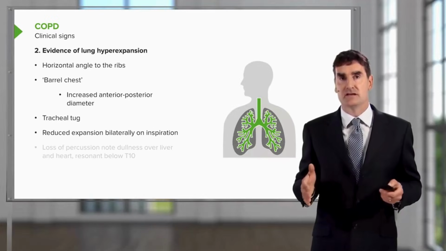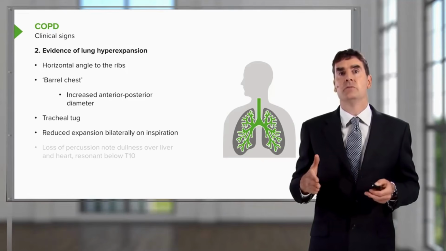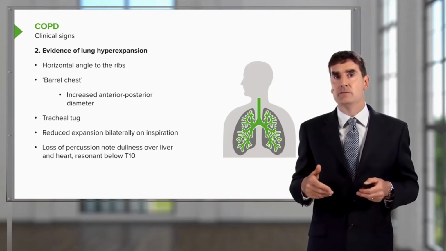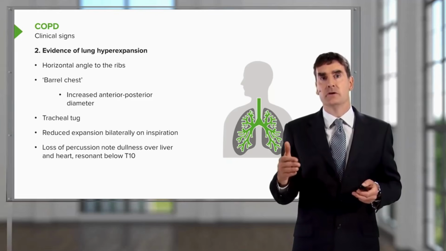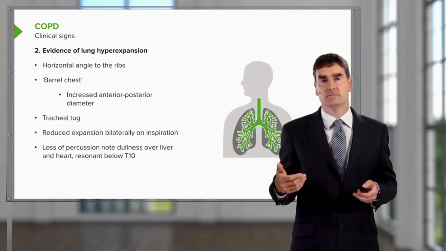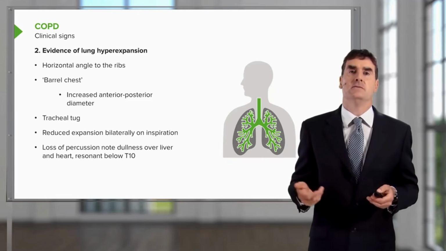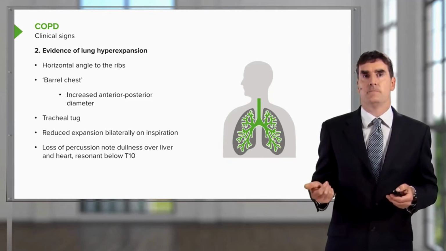And when you examine the chest directly, the expansion will be reduced bilaterally on inspiration, and there'll be loss of the normal dull percussion note that you normally find over the liver and the heart. And the lungs might be expanded below the level of the 10th vertebra posteriorly.